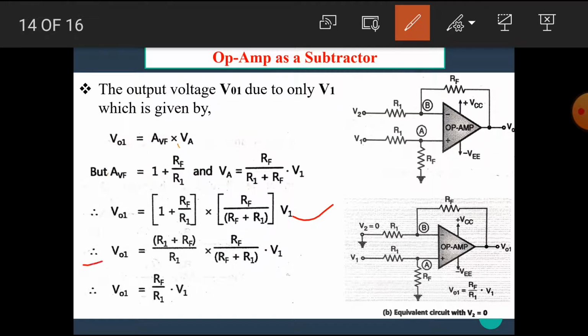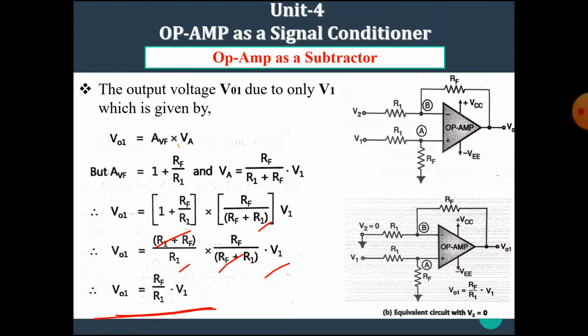We get V01 is equal to, simplifying this bracket, R1 plus RF upon R1 into RF upon RF plus R1 into V1. Here in this equation, the brackets get cancelled with each other and we get RF upon R1 into V1. This is the required output voltage when only input V1 is connected.